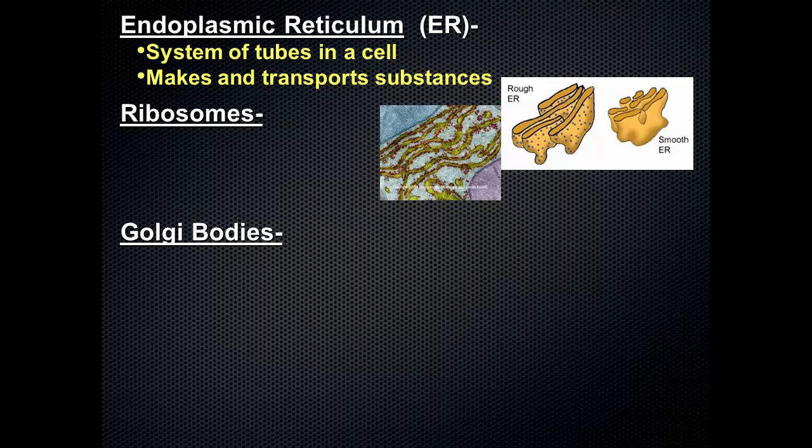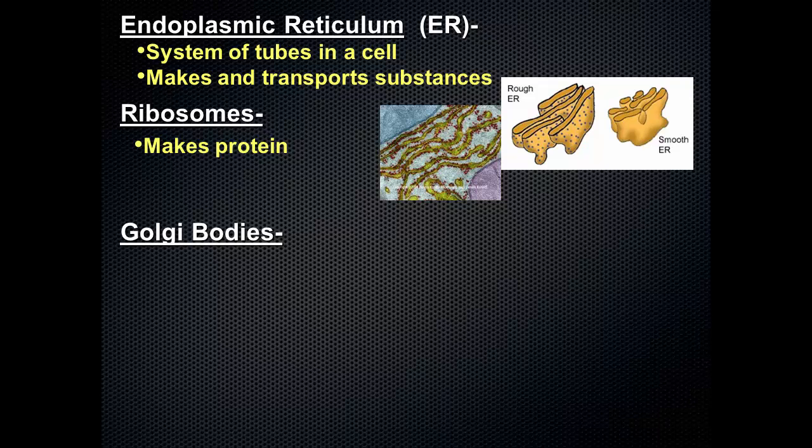You'll notice there are two types of ER. Smooth ER is just smooth on the outside. Rough ER has all these little dots on it. Those dots are another organelle called a ribosome. Their job is to make proteins. This is where, in our cells, proteins can be made. And we need a lot of protein. Our cells are mostly made of protein. Our muscles are all made of protein. So our body needs to make a lot of it. It's made in these tiny little dots called ribosomes.